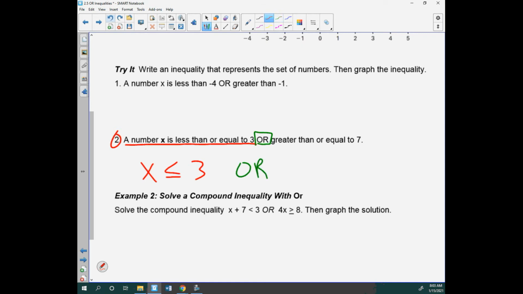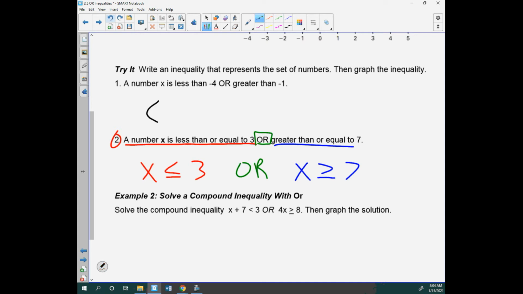Now some people ask me, if I don't write the word or, is it going to be counted wrong? And the answer is yes, okay? I'm not a stickler about a lot of things, but this one we have to have. It's x is less than or equal to 3, or, and then now we'll do this one, greater than or equal to 7. X is greater than or equal to 7. That would be my final answer there.